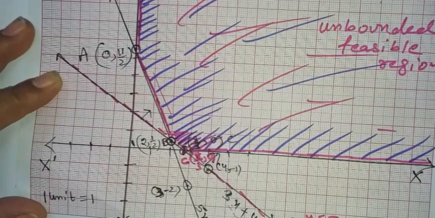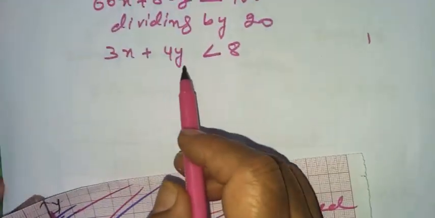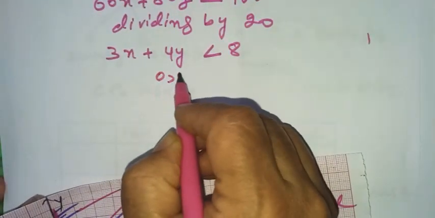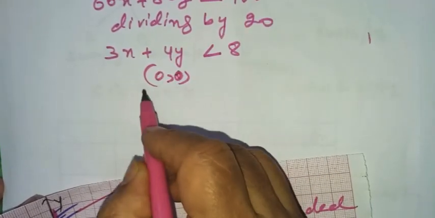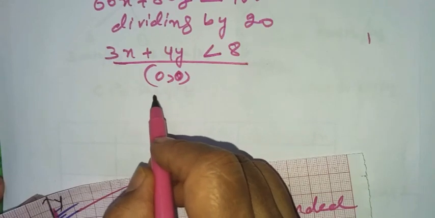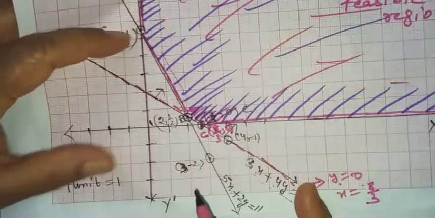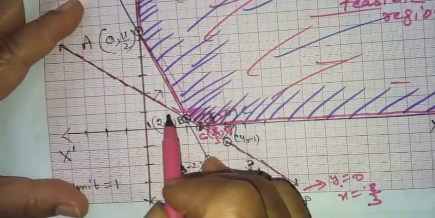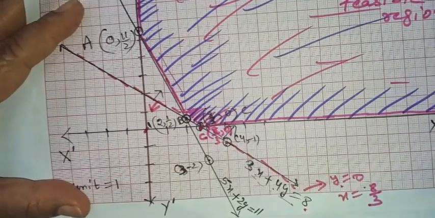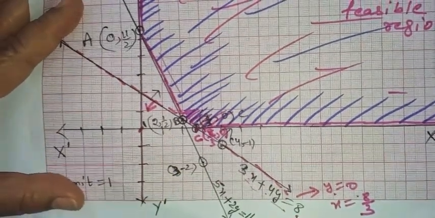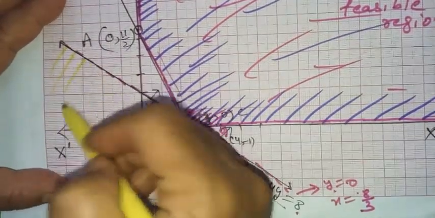Now since the new inequality is giving us the region 3x plus 4y less than 8, if I want to know on which side I should shade it, I put the test point 0 comma 0 in this inequality. So I got 0 plus 0 less than 8, 0 less than 8 is a true statement. That means if this is the line and this is 0 comma 0, I should shade towards 0. So its shading will be towards 0. So now you can see that this will be shaded in this direction.